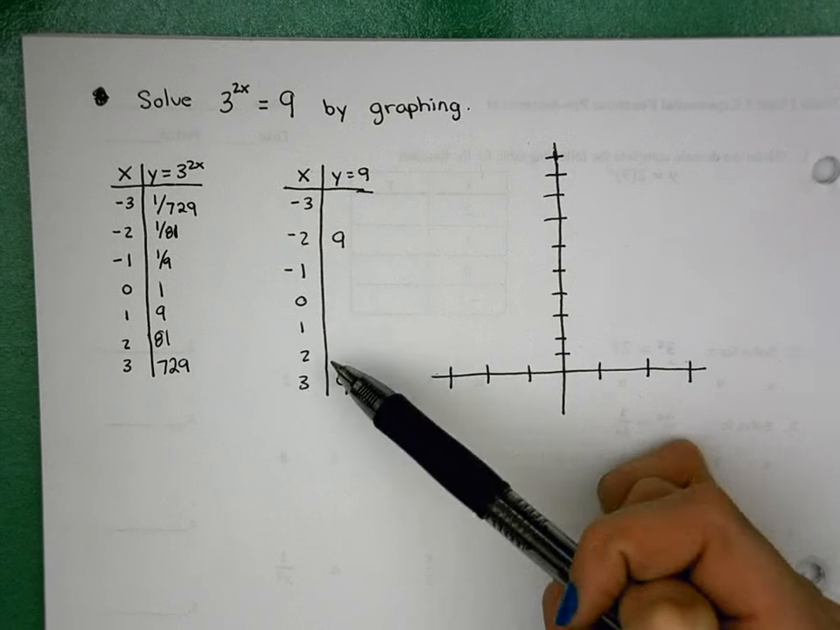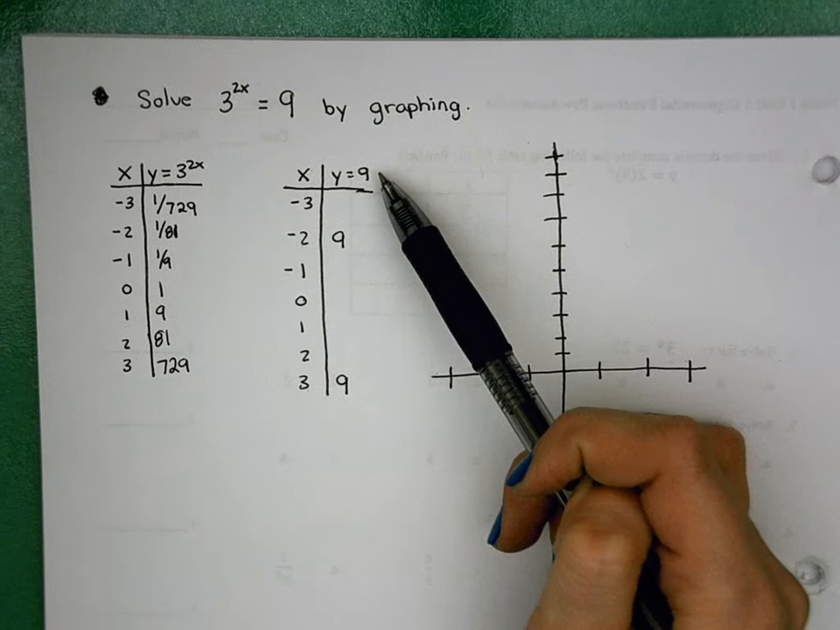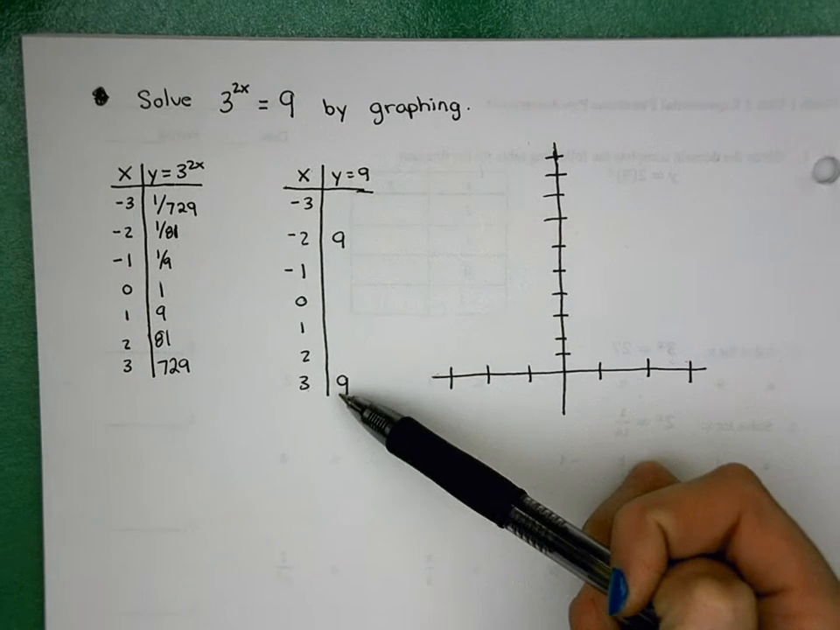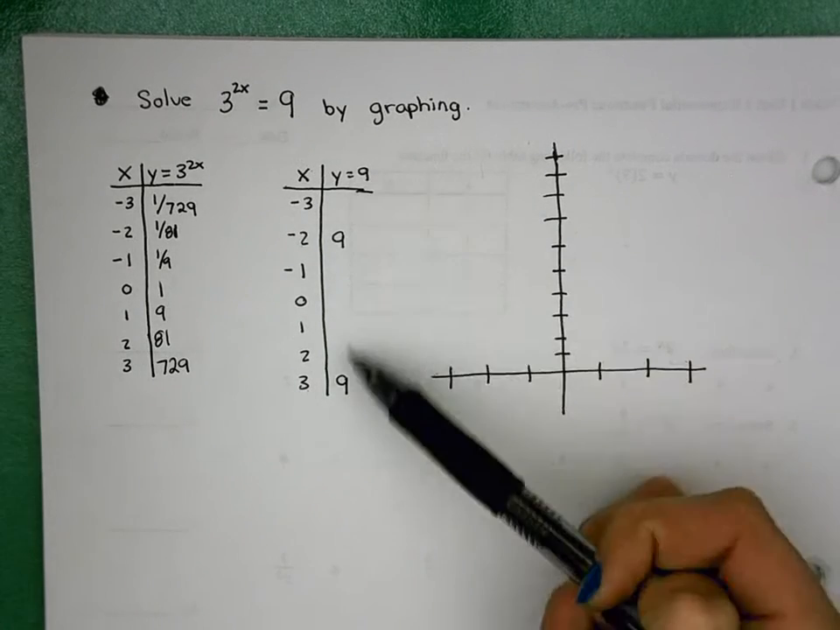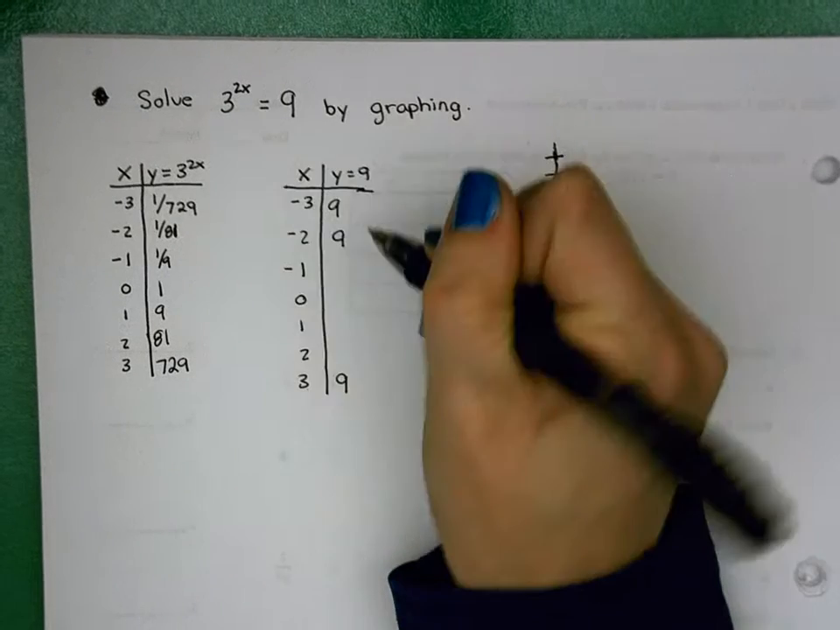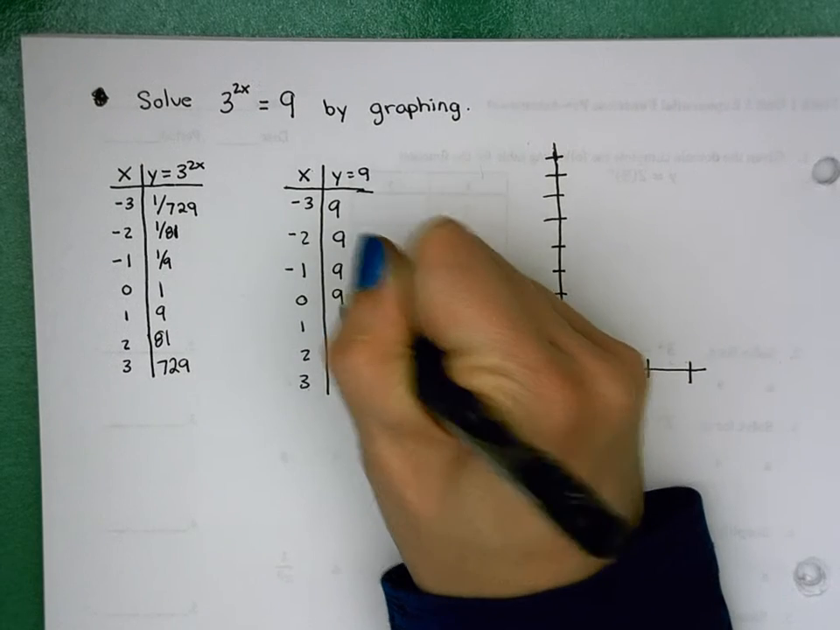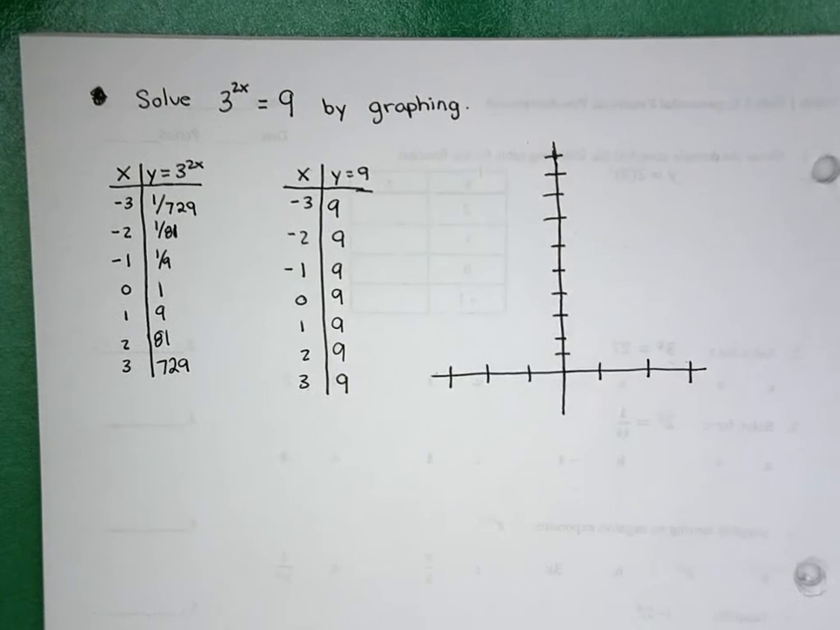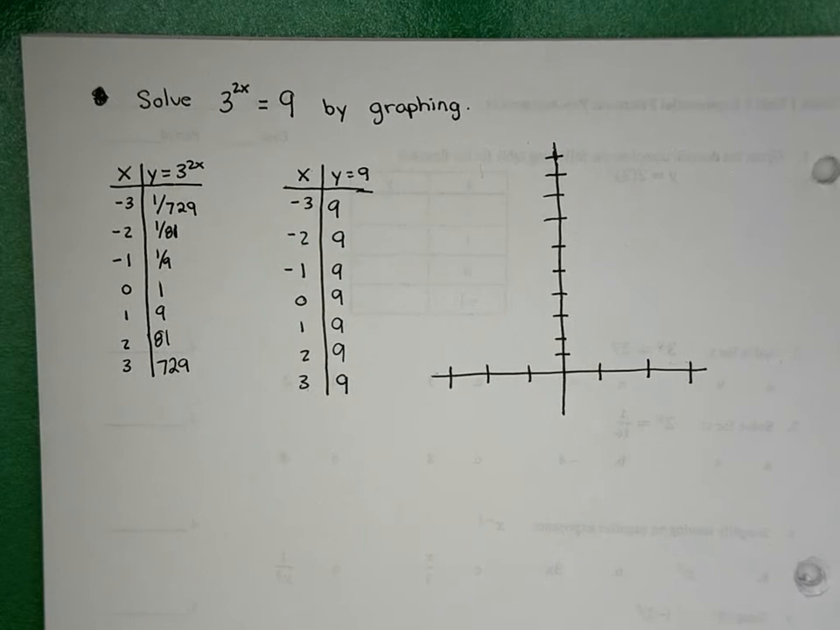Y is 9. And when I quote unquote plug in 3, I'm going to get 9 as an answer because y is 9. No matter what value of x I put in, I'm going to get 9. So when I plug in -3, I'm going to get 9. -1, 9, 0, 9, 1, 9, 2, 9. Okay? And then we're going to graph these.